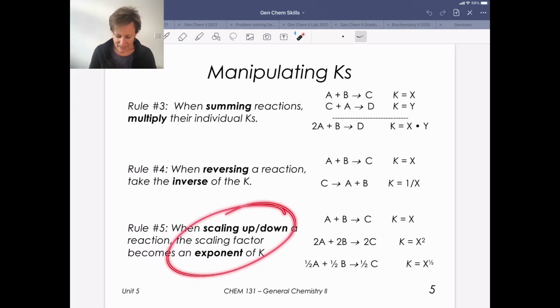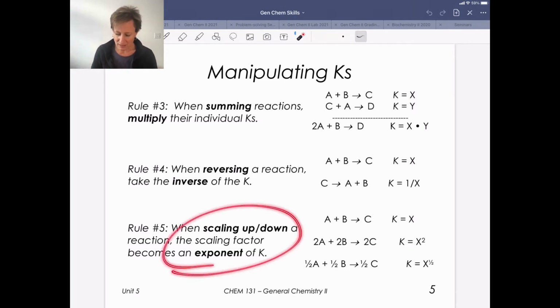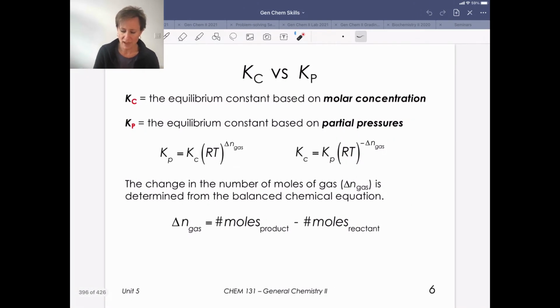And lastly, scaling up or down a reaction. If we scaled a reaction up or down with its reaction coefficients, we use that same scaling factor to change the enthalpy value. What's different here when we have a scaling up or down of a chemical reaction that has an equilibrium constant is that the scaling factor becomes an exponent. So really key here is making sure you understand how to manipulate equations and then their associated equilibrium constants. Again, we'll practice some in class with that.